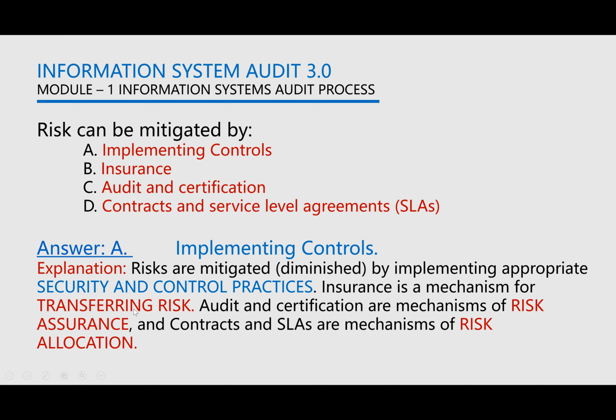Insurance is basically a mechanism of transferring the risk to a third party, right? Audit and certification are mechanisms of risk assurance. If an auditor certifies and the audit gives a clean report saying that all controls are working properly, it gives an assurance to the management that my system is correct. Contracts and service level agreements are mechanisms for risk allocation. Say, for instance, your product is under warranty. What does it mean? There is an agreement between the purchaser and the seller that if something goes wrong, you will look after the asset which I have purchased from you. That's basically allocating the risk to that third party.